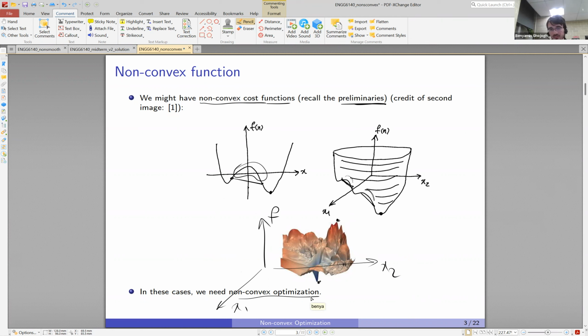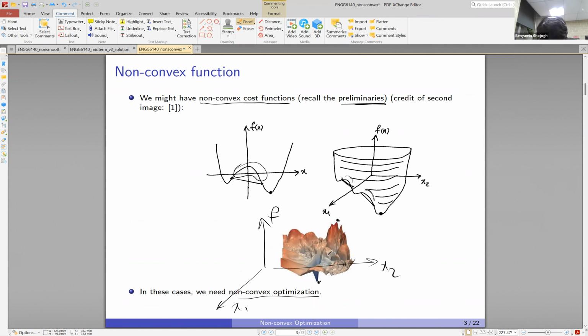is convex. Do you remember in the preliminaries, we also defined and introduced convex optimization. In convex optimization, if you remember, the cost is a convex function. The constraints are also convex sets. So the feasibility set is a convex set. If either the cost is non-convex or the feasibility set is non-convex, then the problem will be a non-convex problem, and we will need non-convex optimization to solve that.